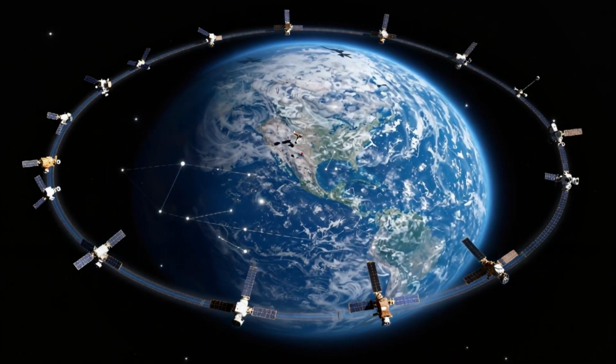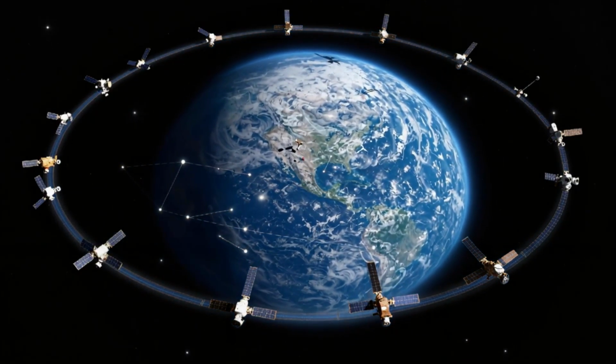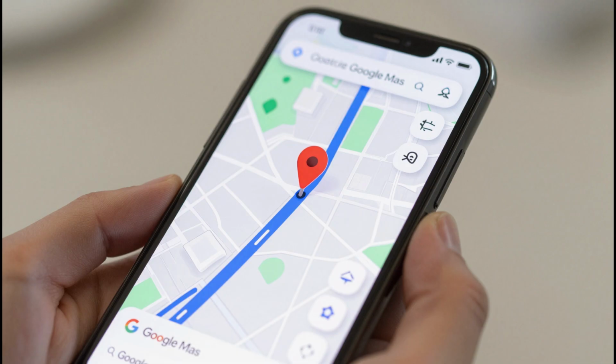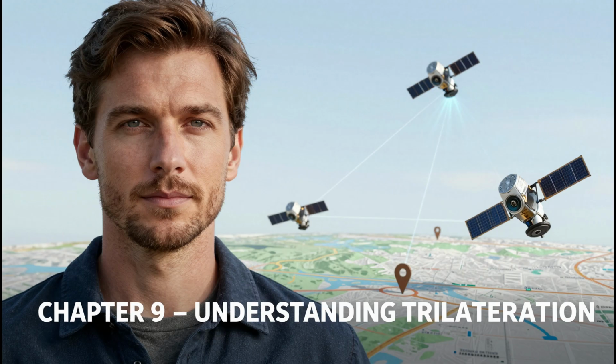This estimated distance is known as a pseudorange. By measuring distances to multiple satellites, the receiver determines its location. This process is called trilateration. Chapter 9. Understanding trilateration. Trilateration is the mathematical technique used to determine position.